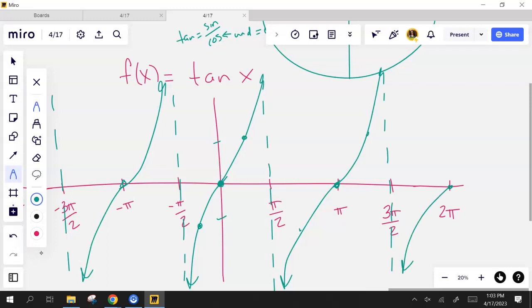And it continues on. So the domain is a little funky. What's making the domain a little funky, Zoe? Yes, there's an infinite number of asymptotes, right?